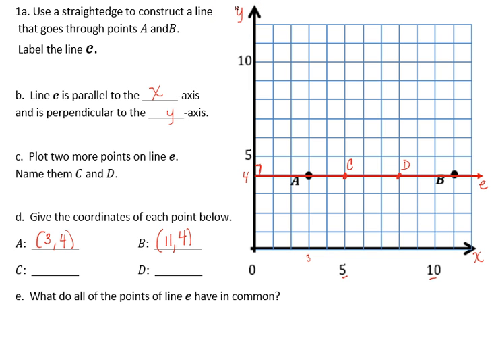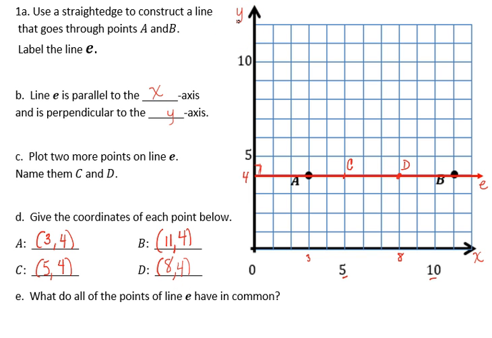And then for my point C, I'm going to start at the origin, move over, and I see that my C is above the 5 on the x-axis, and it is across from the 4 on the y-axis. And let's do point D. Start at the origin, move over. The D would be above the 8 on the x-axis, so its x-coordinate is 8, and the D is across from 4 on the y-axis.